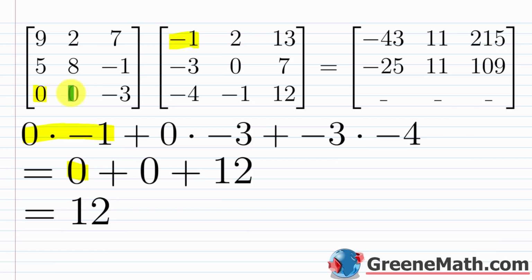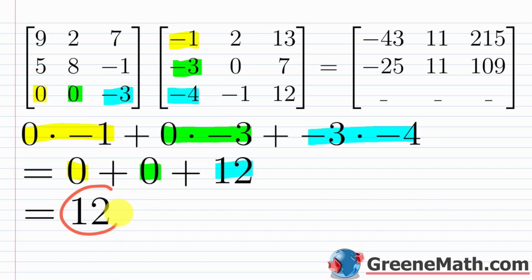Sliding down, you're going to have 0 times negative 3. So 0 times negative 3. Obviously, again, that's 0. And then sliding down, we're going to have negative 3 times negative 4. So here's negative 3 times negative 4. That is 12. So 0 plus 0 is 0, and then 0 plus 12 is 12. So we're going to put a 12 in right there.